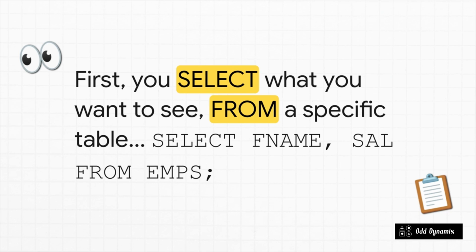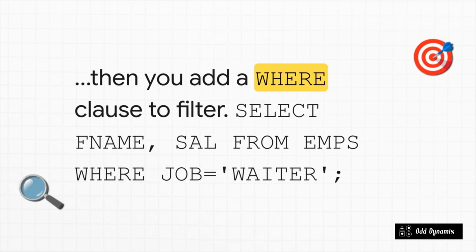So let's build a real one. Let's say we have a table called EMPS that lists all our employees. If we write this query, we're asking a pretty simple question. We're saying select the FNAME column and the SAL column from the EMPS table. What you get back is just a big list of every single employee's first name and their salary. But, I mean, a giant list of everybody isn't always super helpful, right? We need to get more specific.